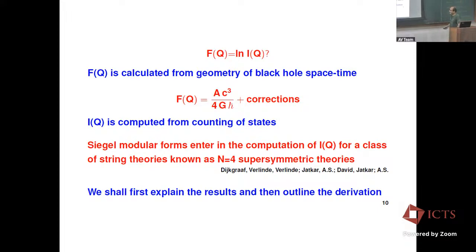So what I'll do is that I'll first explain the results and then outline the derivation. So this is more or less the introductory part. Are there any questions at this point? So if not, I'll go ahead and explain how I of q is related to Siegel modular forms.